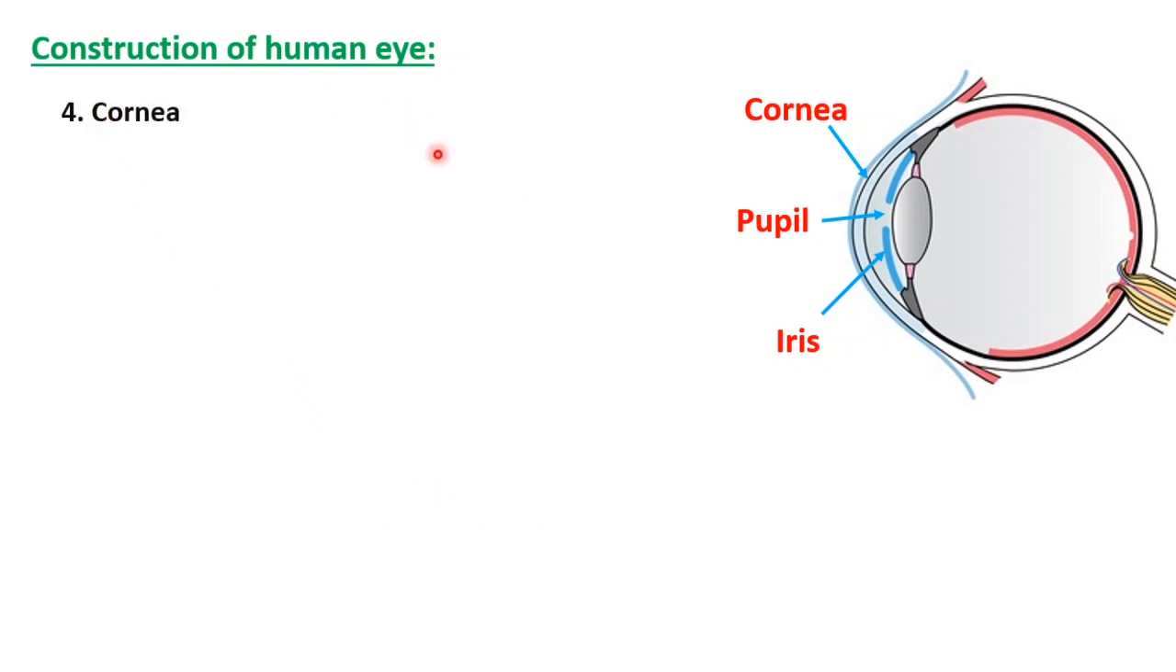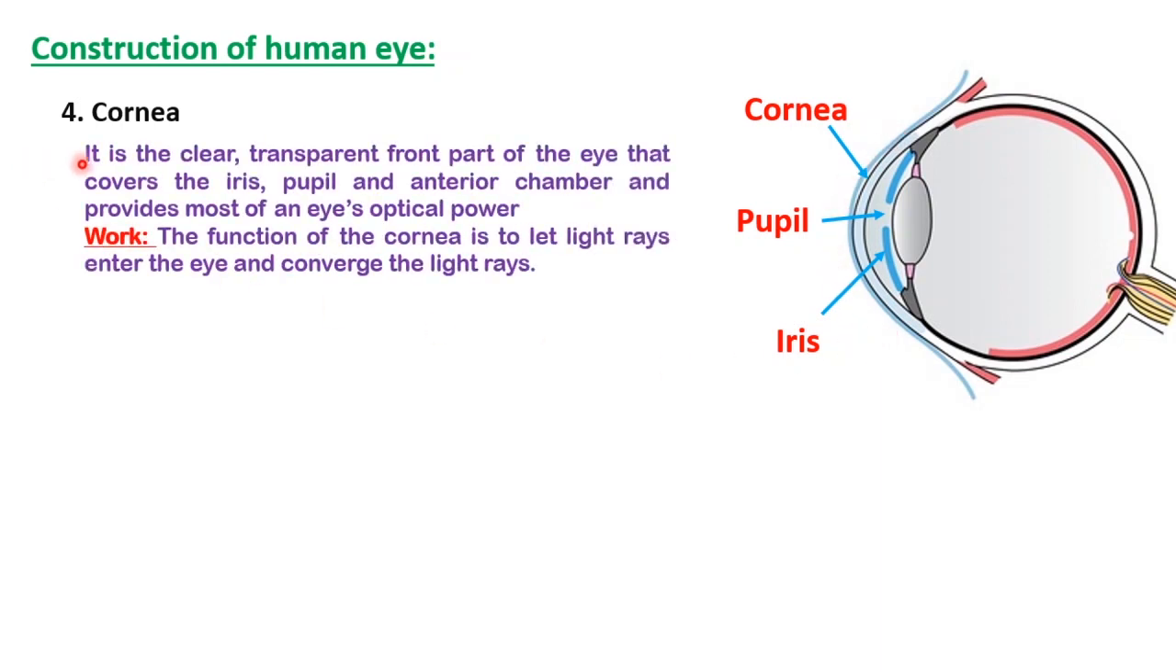Next part is the cornea. The outermost transparent part is the cornea. The cornea is the clear, transparent front part of the eye that covers the iris, pupil and anterior chamber, and provides most of the eye's optical power. So this provides the power. Optical power means light is refracted. Most of the light is refracted through the cornea.